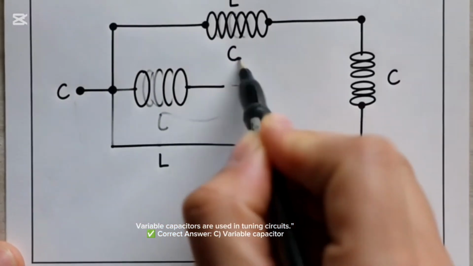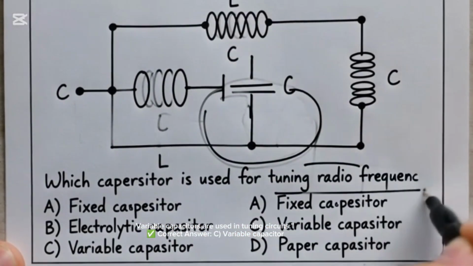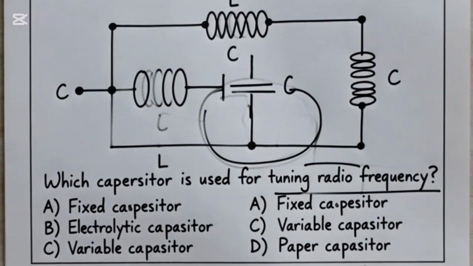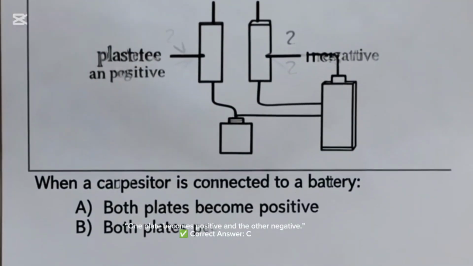Variable capacitors are used in tuning circuits. Correct answer, C, variable capacitor. One plate becomes positive and the other negative.